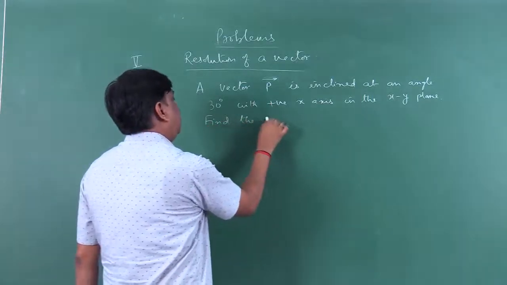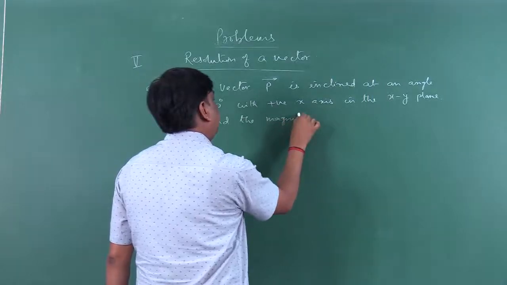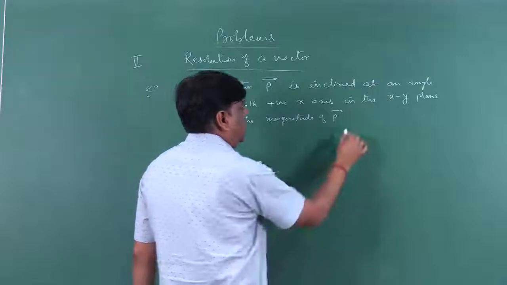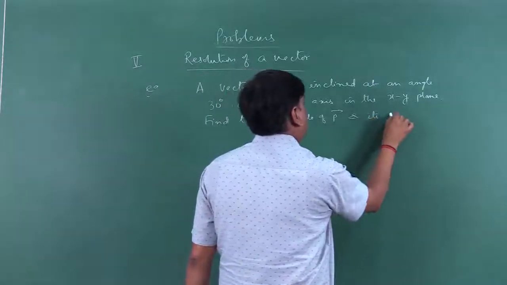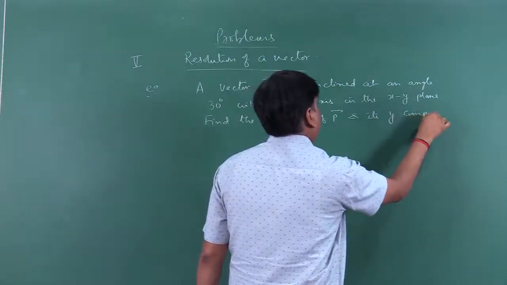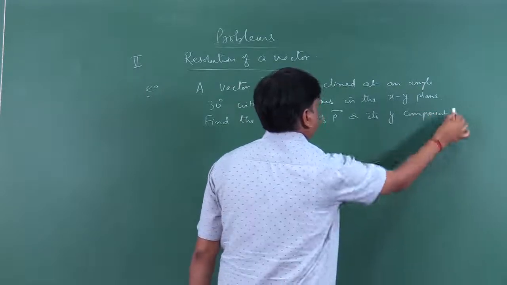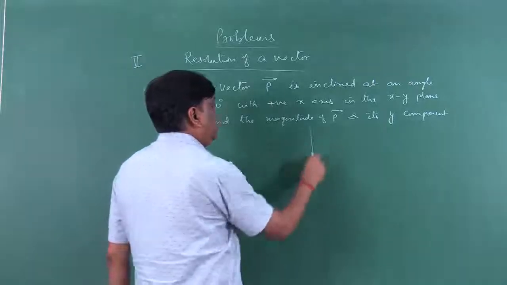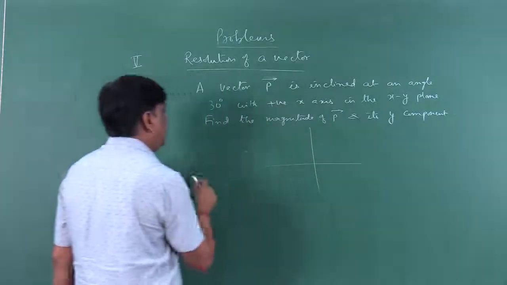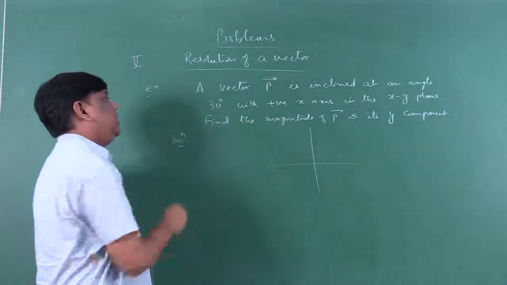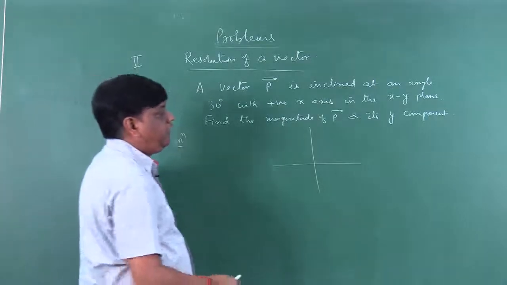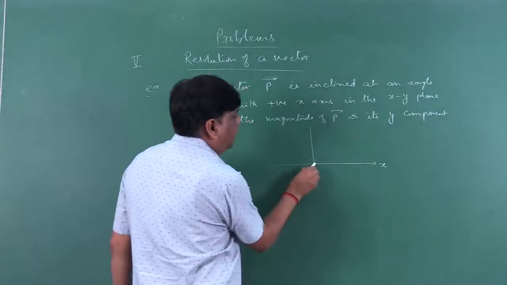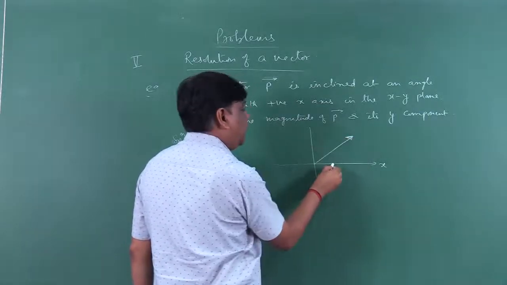The question is find the magnitude of p vector and its y component. उसका y component कितना होगा? Okay. So if we draw this, so with the x-axis, question clear है? 30 degree angle with the positive x-axis. So this is the direction of positive x-axis and this is making an angle of 30 degree.